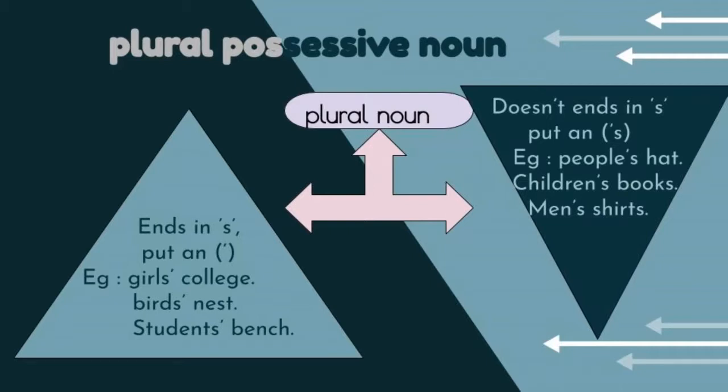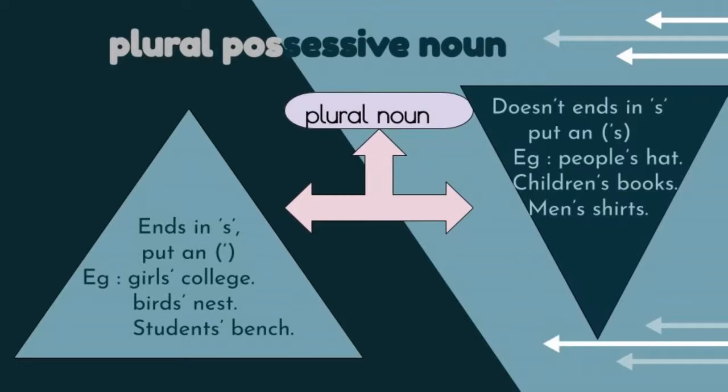Let me describe the next rule. What is the next rule? The plural noun doesn't end with the letter s. It means if a plural noun is not ending with the letter s, we have to put an apostrophe s after the noun. See the examples.